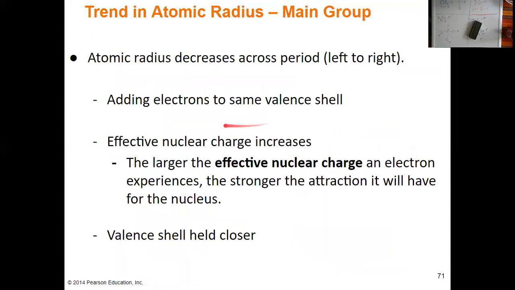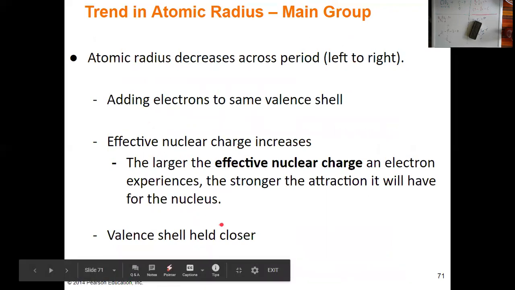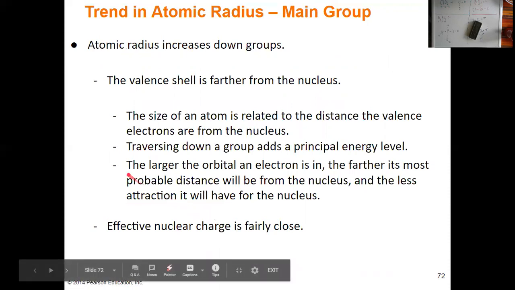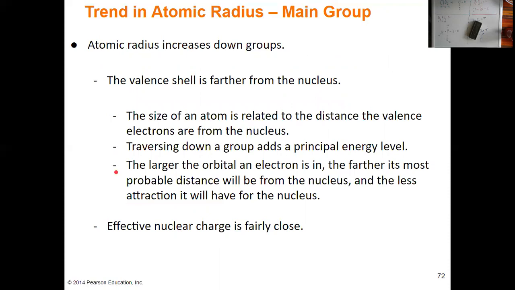So we talked about the radius decreasing from left to right. This is because we're adding electrons to the same valence shell. The more electrons that we add to the valence shell, the more strongly they're going to be attracted to the protons in the nucleus, and they're going to just get held together tighter. That positive and that negative charge are going to be attracted to one another. And then as we travel down the group, we're going to be adding onto our principal energy levels. The further away a particular energy level is from the nucleus, the less attracted it's going to be by the positive charge in the nucleus. So that effective nuclear charge value gets diluted the larger our atoms are.